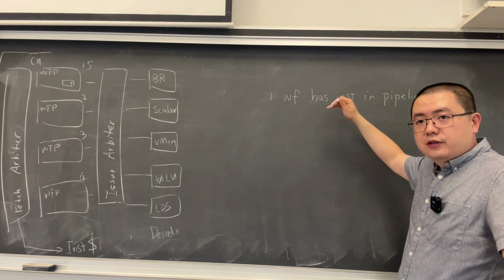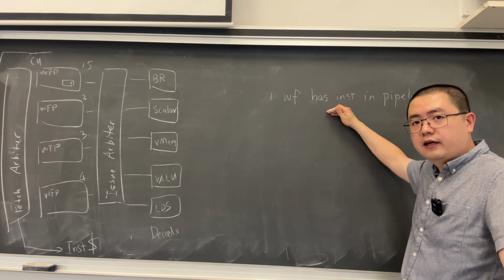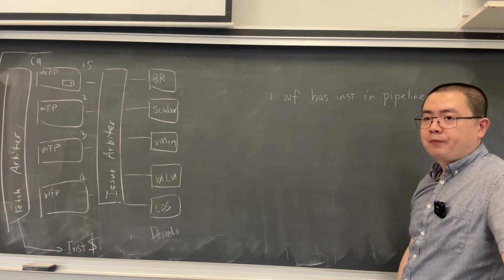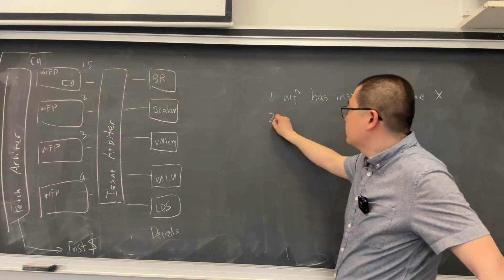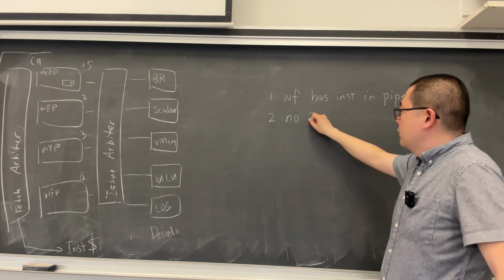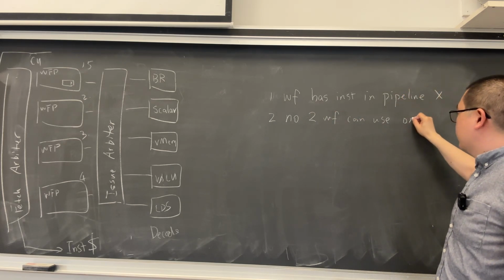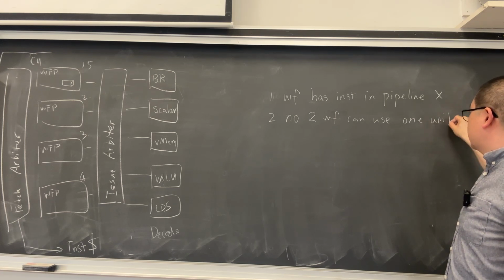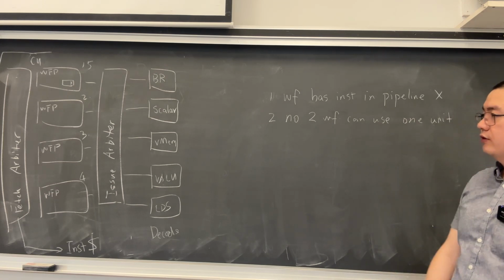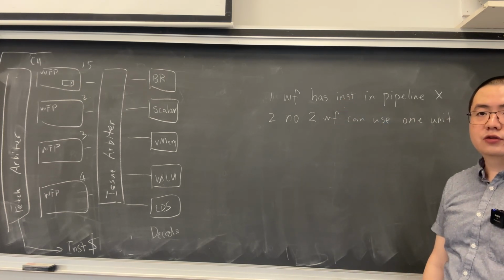If the wavefront is currently executing some instruction in the rest of the pipeline, we don't issue it. This may not be true in very modern GPUs, and it's not true in NVIDIA GPUs. Okay, this is only an AMD style. Then you can see later on how much it can simplify the hazard handling. Then the second rule is no two wavefronts can use 1 unit. This is easy to understand, right? That's a structural hazard. I think there are only these 2 rules.